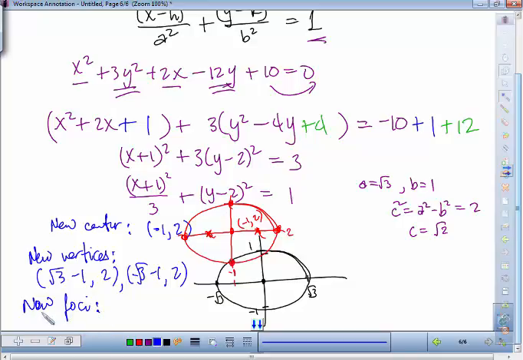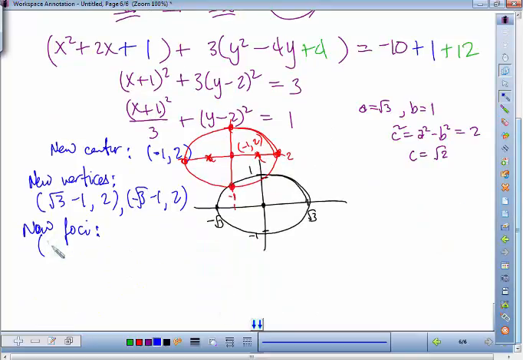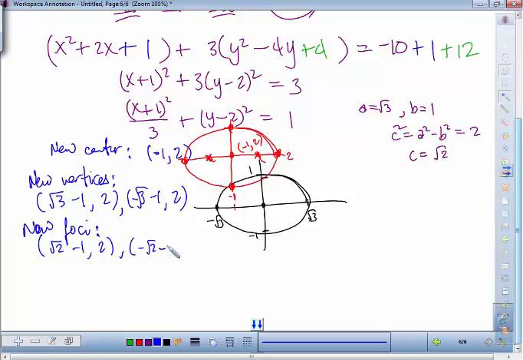And so the foci used to be at square root of 2 comma 0 and negative square root of 2 comma 0. Now they're at square root of 2 minus 1 comma 2 and negative square root of 2 minus 1 comma 2. Okay? Any questions?